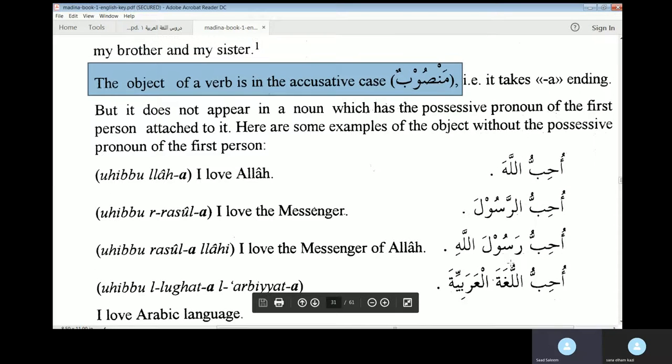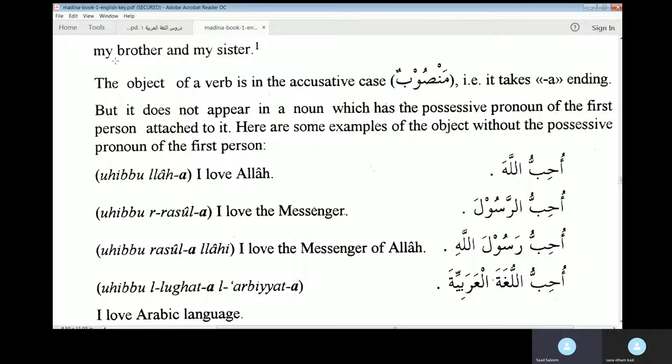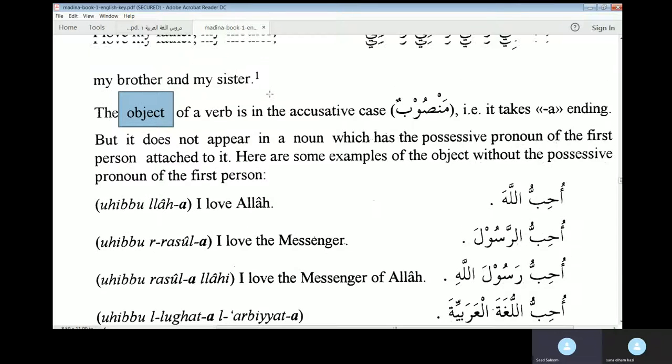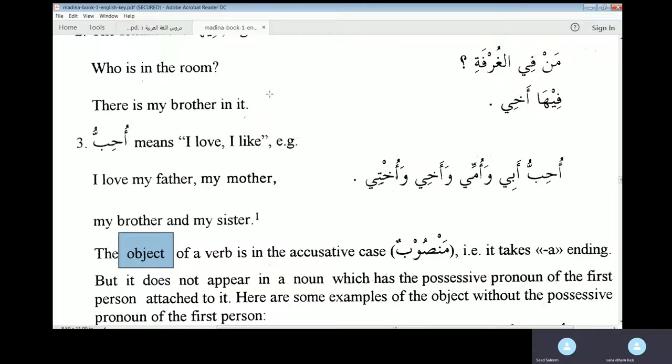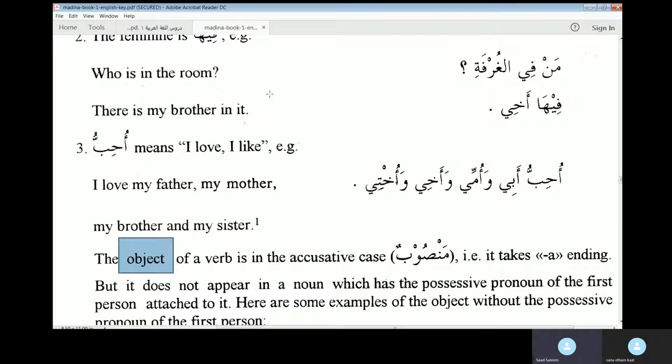Do you understand this? No, I didn't understand the possessive pronoun of first person. What is the object called in Arabic? Object is called maful bihi. And what is an object? The thing on which the action of the verb is done, the thing on which work is done. For example, I ate a cake. Here, the cake is the object of the sentence. Cake is maful bihi.